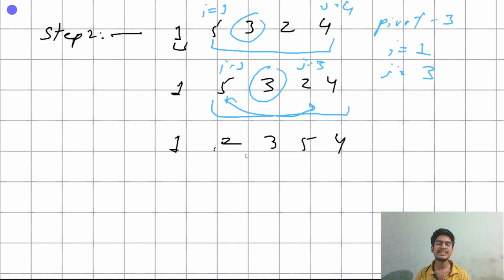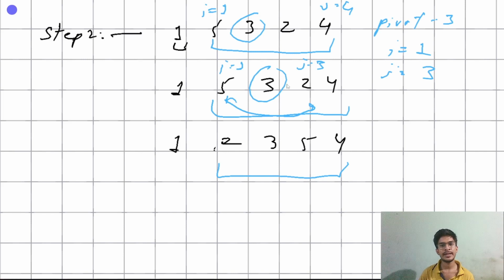Now see, 3 is at the correct position. That is great, because 3 will be at the third position, right? It will be at the correct position, but the rest of the elements, like these elements, are not sorted till now. So i equal to 1 and j equal to 3, right?